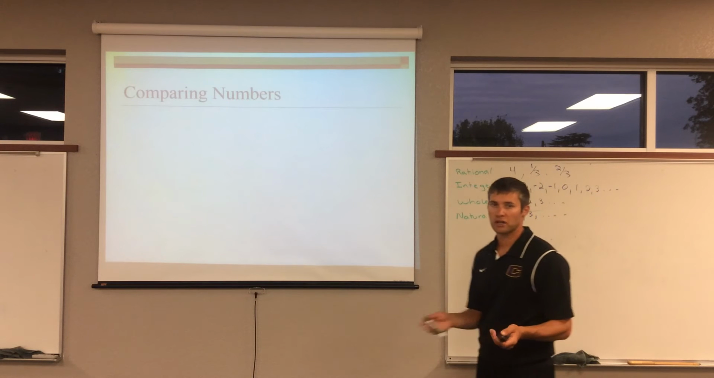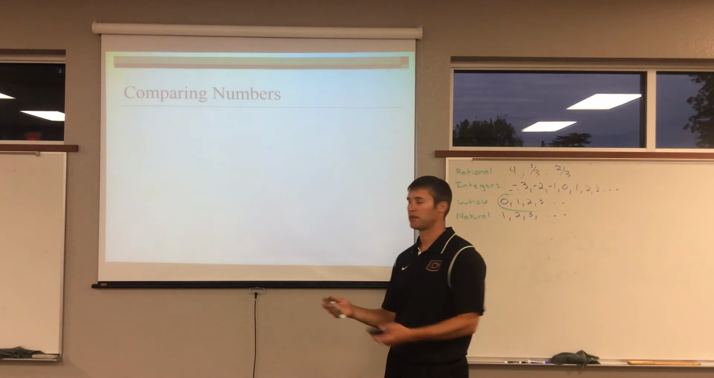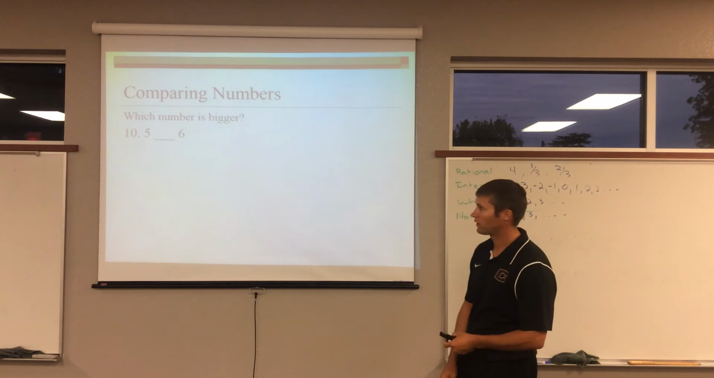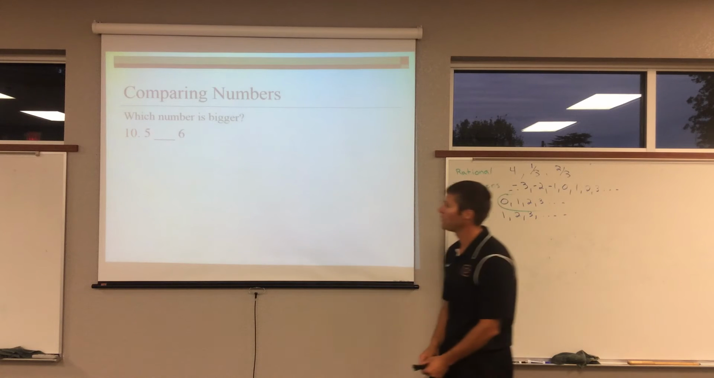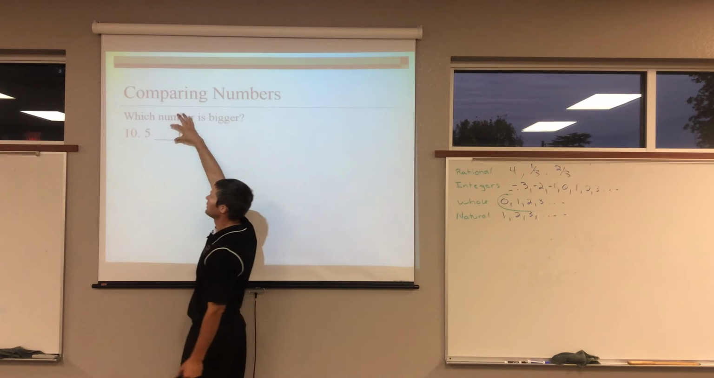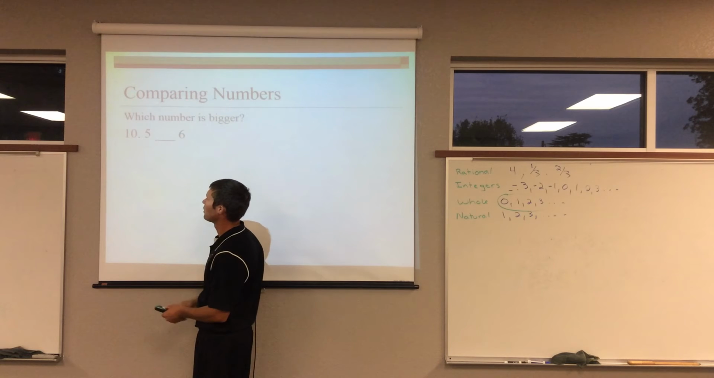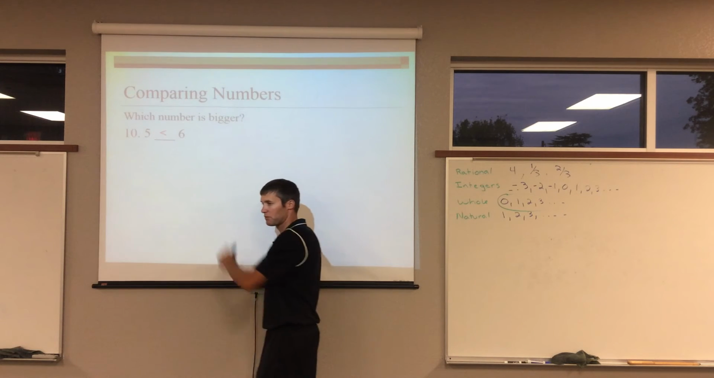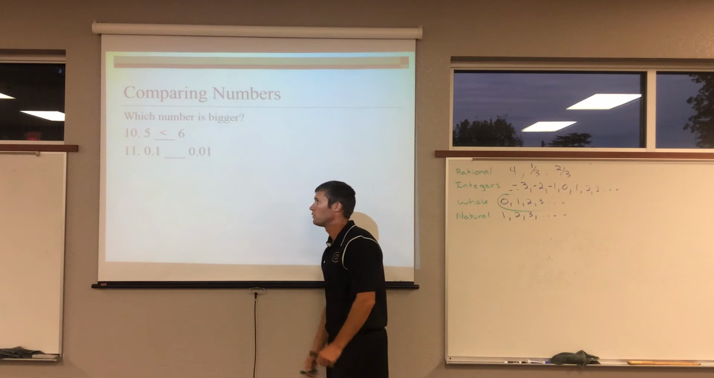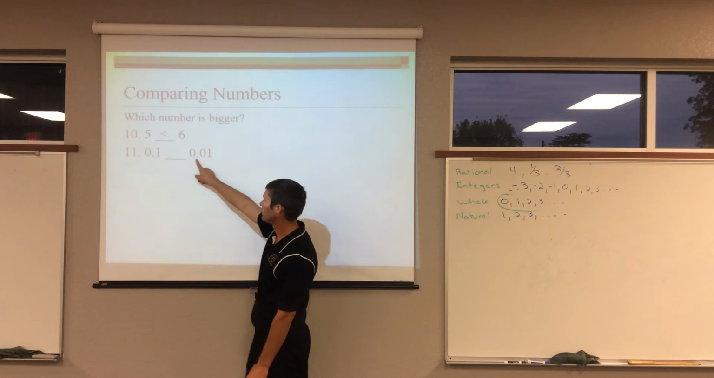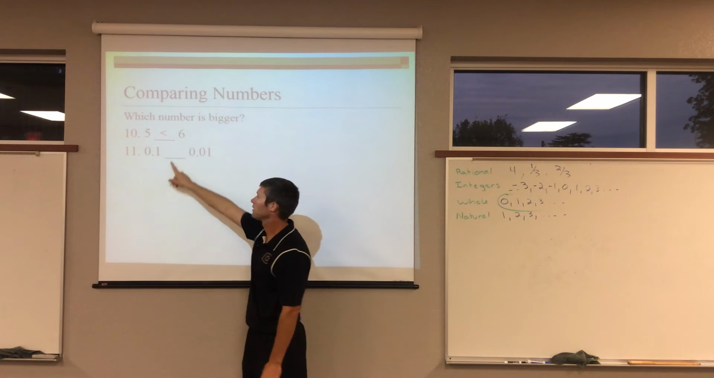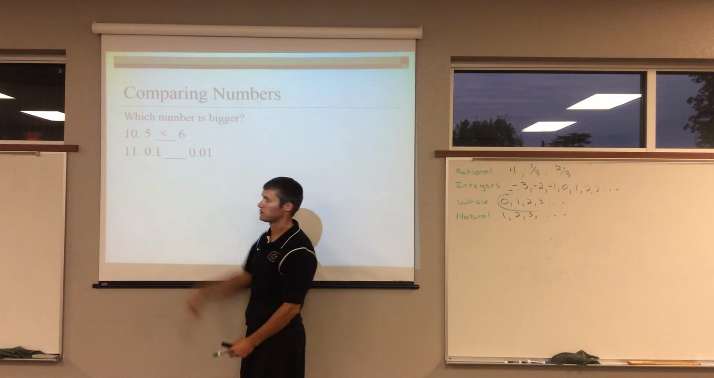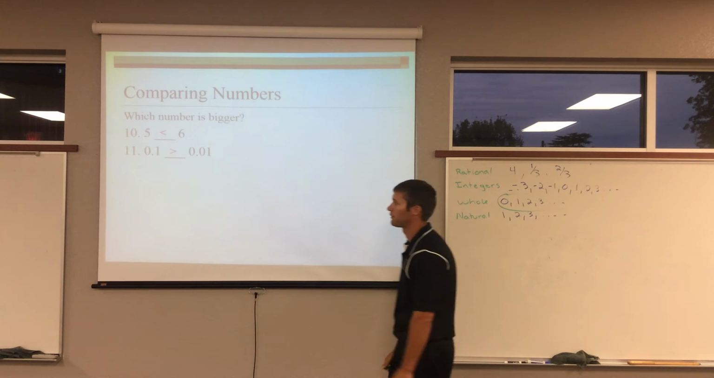So now we're going to compare numbers. Which one's bigger than the other? Remember, when you write greater than, the opening goes to the larger number. So 6 is greater than 5, so the opening points to the 6. 0.1 or 0.01, which one's bigger? Well, 0.1 is bigger, so you'd say 0.1 is greater than.